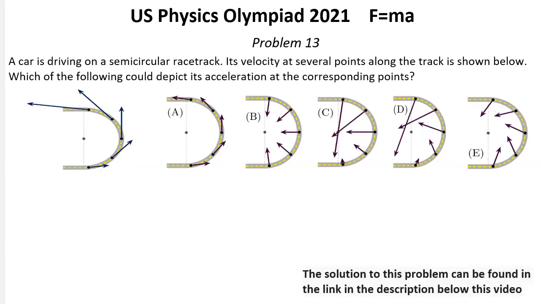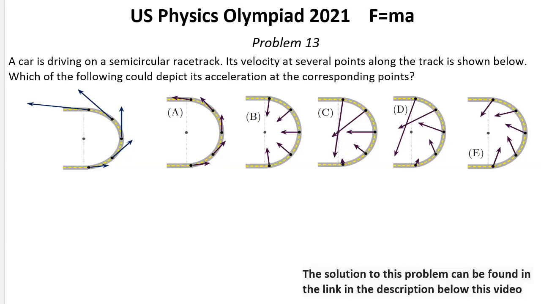Problem number 13. A car is driving on a semicircular racetrack. Its velocity at several points along the track is shown below. Which of the following could depict its acceleration at the corresponding points? Solution for problem number 13.